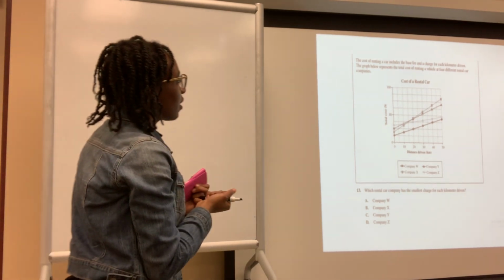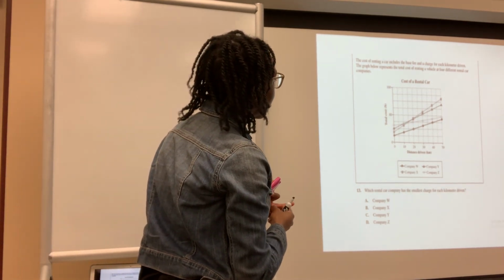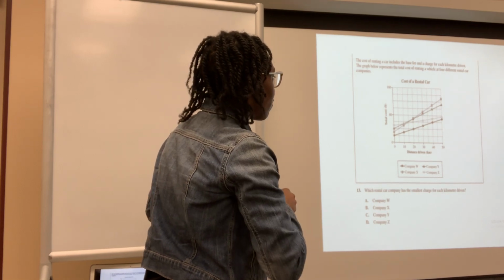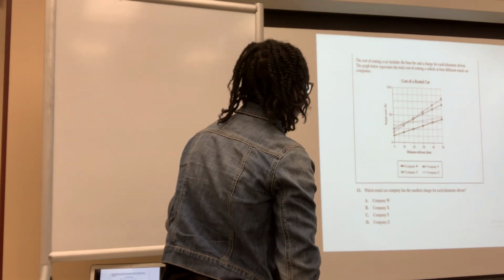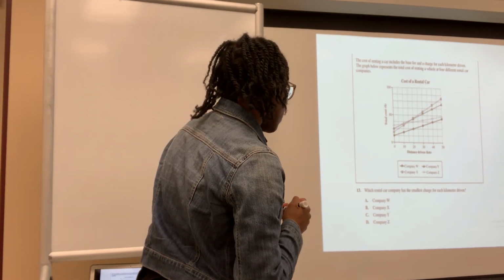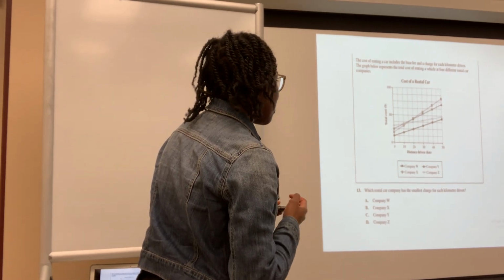Okay. The cost of renting a car includes the base fee and a charge for each kilometer driven. The graph below represents the total cost of renting a vehicle at 4 different rental companies. Which rental company has the smallest charge for each kilometer driven?